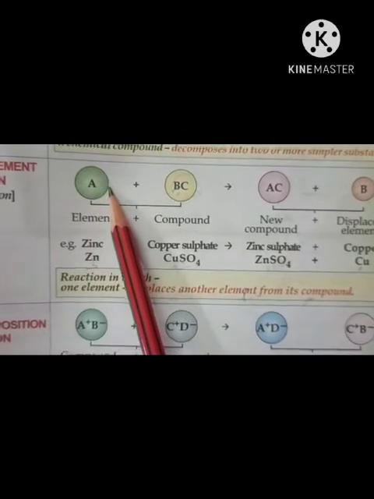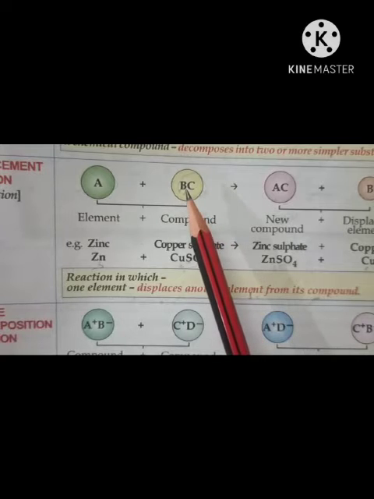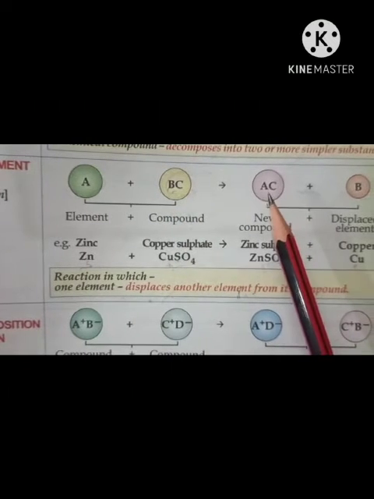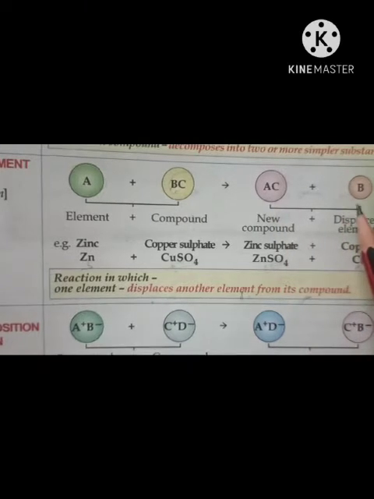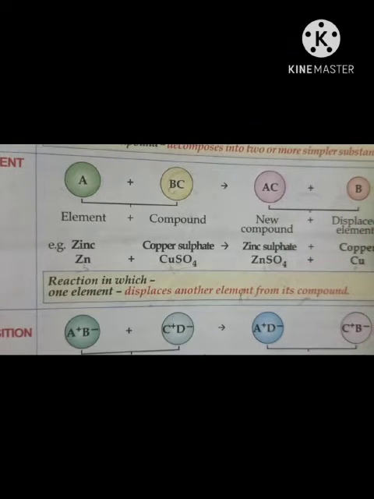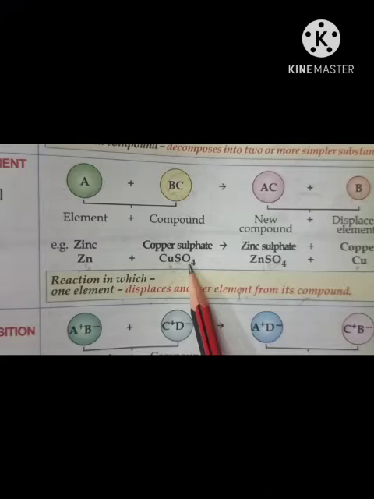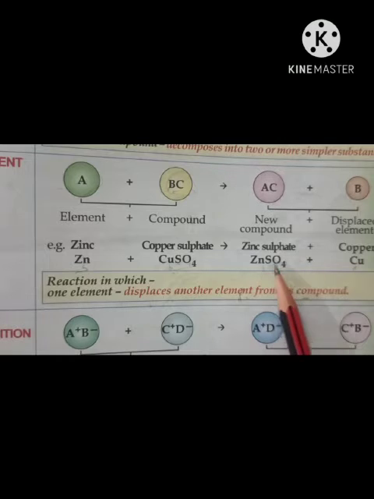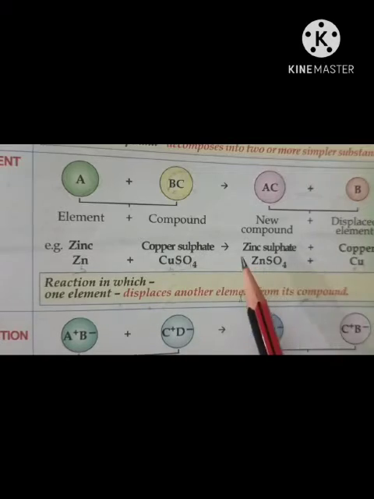For example, A is an element and BC is a compound. A displaces B from BC, A comes in place of B and forms AC plus B. The new compound formed is AC, and the displaced element is B. For example, when zinc reacts with copper sulfate, zinc displaces copper from copper sulfate and forms zinc sulfate plus copper. Right? These reactions are called displacement reactions.